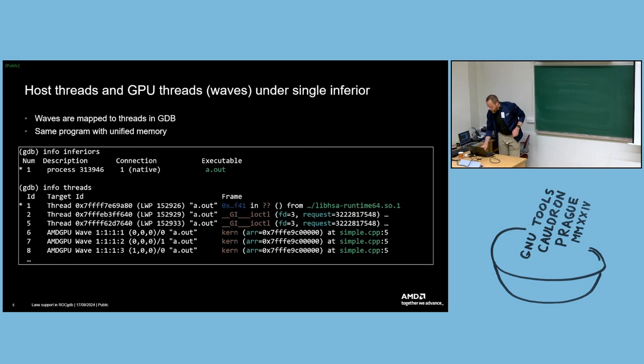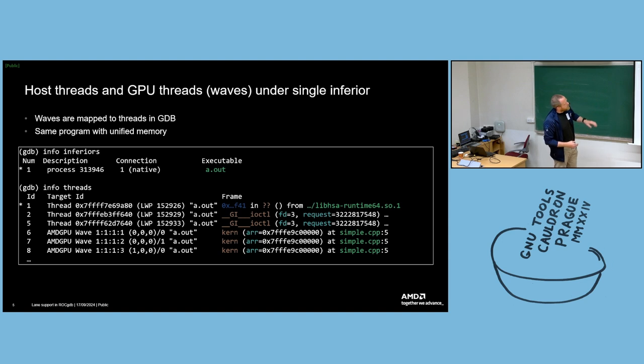So how does that look in GDB? As I said, waves are mapped to GDB threads. We're dealing with a unified process. Everything lives in the same process, in the same inferior. If you have multiple inferiors, which is not really the case here, you can select an inferior, do info threads, and you will have all the threads for that process. You will have threads executing on the CPU, and waves, as we call them, executing on the GPU.